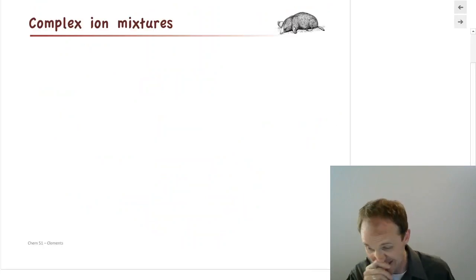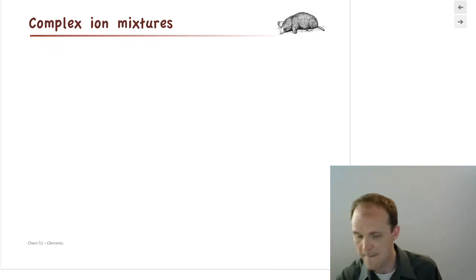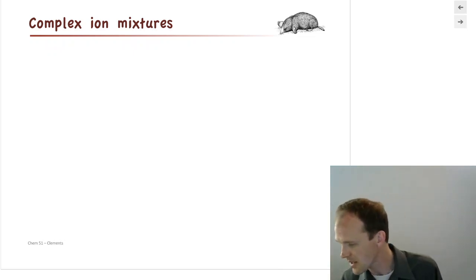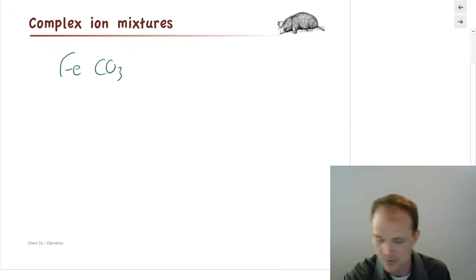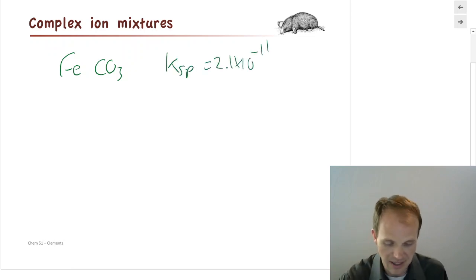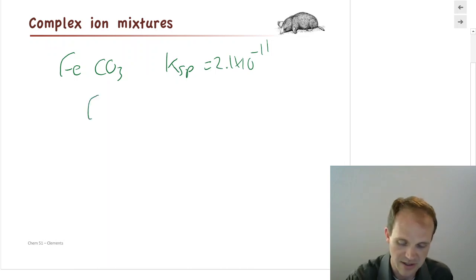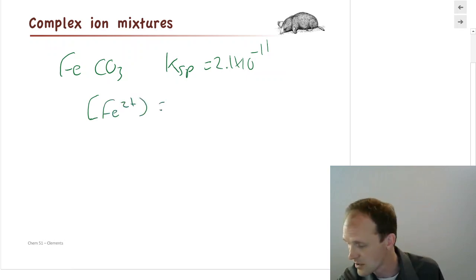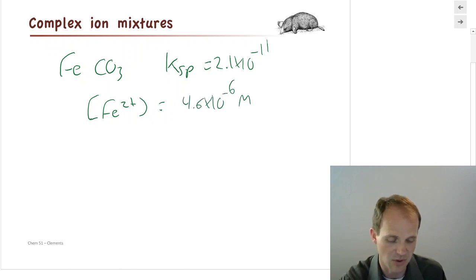All right, complex ion mixtures. Like, hey, let's take this complex thing and let's make it harder. Yeah, let's do that. Okay, what do I mean by complex ion mixture? Well, let's talk about iron 2 carbonate with a KSP of 2.1 times 10 to the minus 11th. So fairly insoluble, right? It's got a moderate solubility. If you were to do the calculations, you'd find that the concentration of iron in pure water, if you added some iron 2 carbonate, would be 4.6 times 10 to the minus 6 molar.